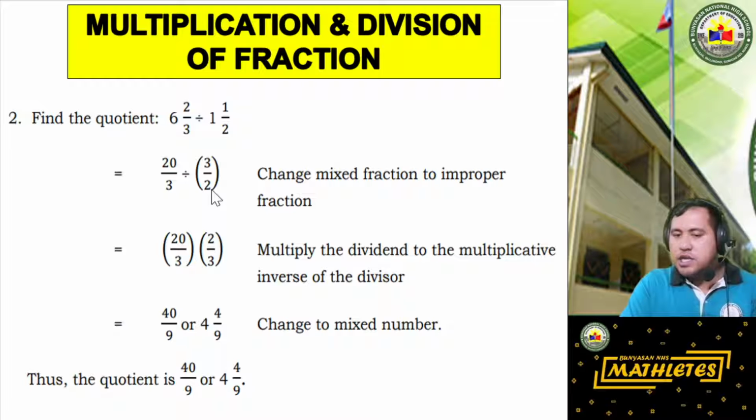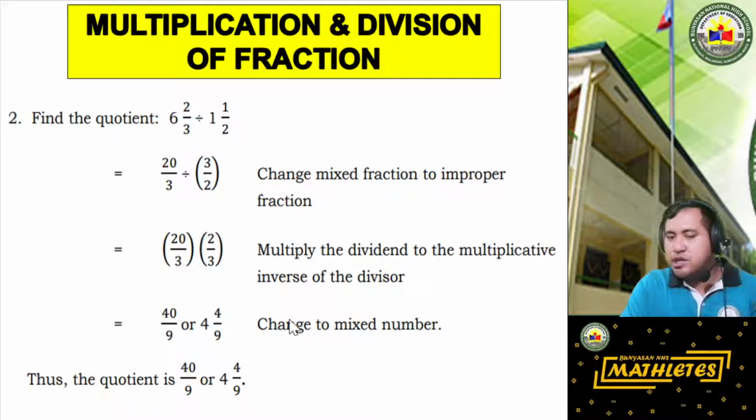Then, get the reciprocal of the divisor. Our divisor is 3/2, so nagiging 2/3. The reciprocal is 2/3. Diba? So, then, proceed to multiplication. So, 20/3 times 2/3. 20 times 2 is 40. 3 times 3 is 9. So 40/9 is improper.